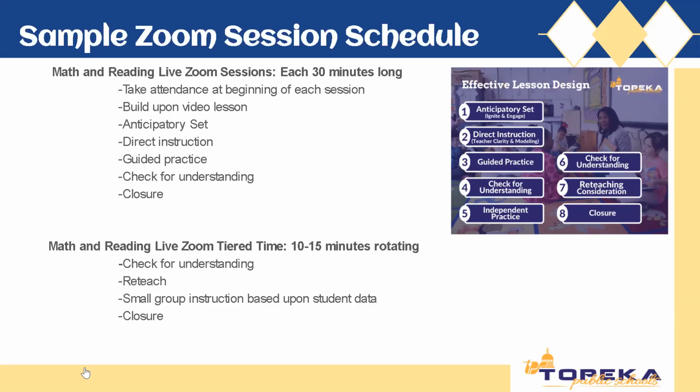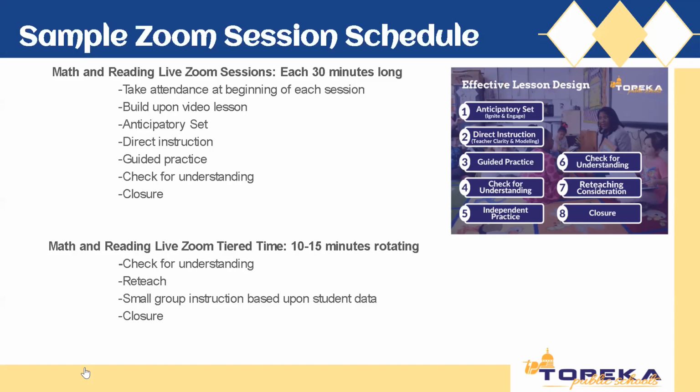Now, in addition to your 30-minute live Zoom session, there will also be tiered time for math and for ELA. That will be 10 to 15 minutes depending on the grade level. At pre-K, it is 10 minutes, and in our other grades, 15. And so we can use effective lesson design during that tiered time as well. Again, we might continue to check for understanding. We're going to be doing some reteaching. That's why they're there. They need a little more than what could occur in Tier 1.